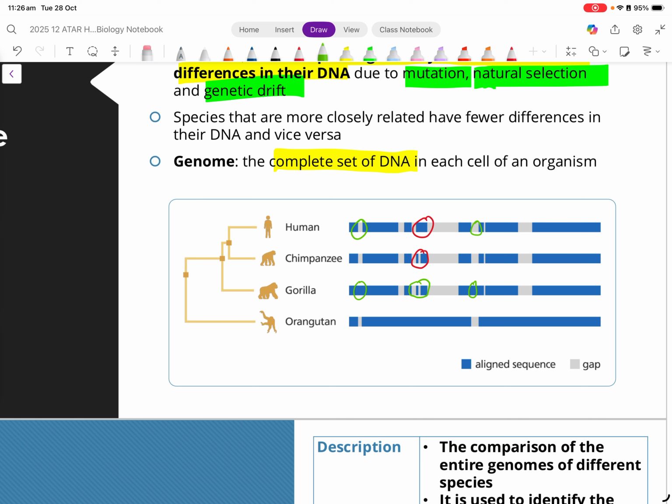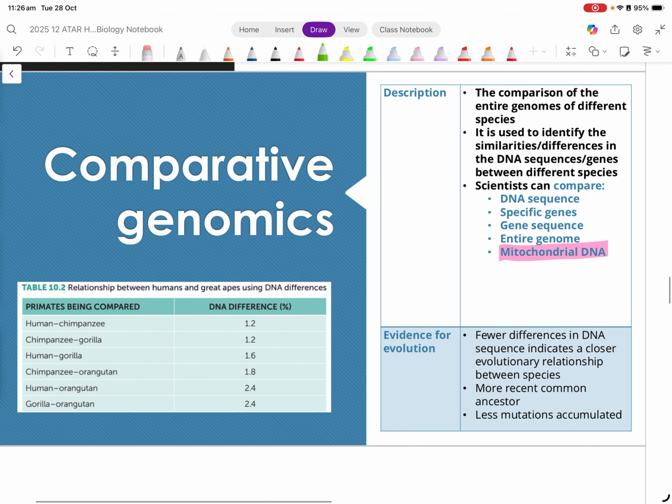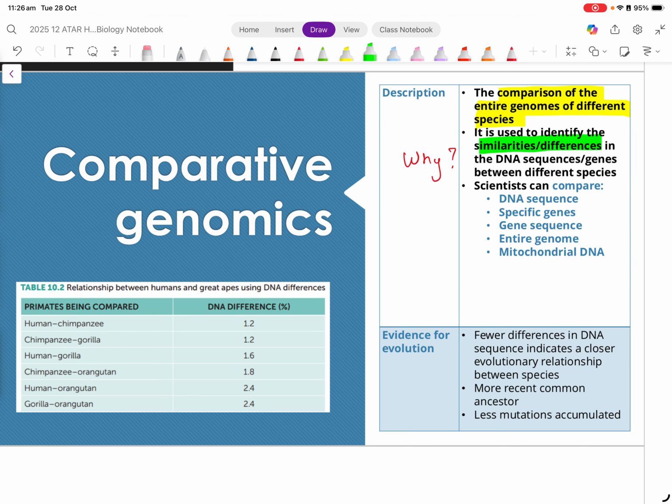Then when we look down at the orangutan, we can see that there are significantly more differences compared to the other three species altogether. So when we talk about comparative genomics, the overarching definition is the comparison of the entire genomes of different species. Now the why, the purpose of all of this, is to help us identify similarities and differences in that DNA sequence or in that gene between different species.